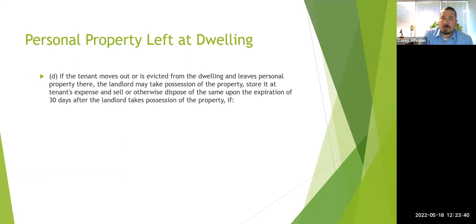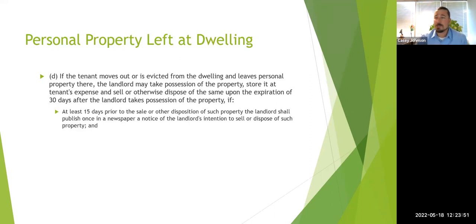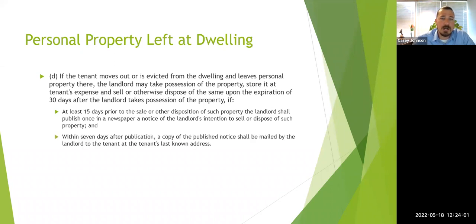If the tenant leaves personal property at the dwelling, the landlord has to store it, and they can either store that on site or move that to a storage unit, and then they can charge the reasonable fees to the tenant. Before doing anything with it, at least 15 days prior, they have to publish it in a newspaper of general circulation. They have to, within 7 days, mail that notice to the tenant's last known address. Again, if the tenant hasn't given a forwarding address, that's just going to get mailed to the property where the tenant's left, and so they may never know what's happening.